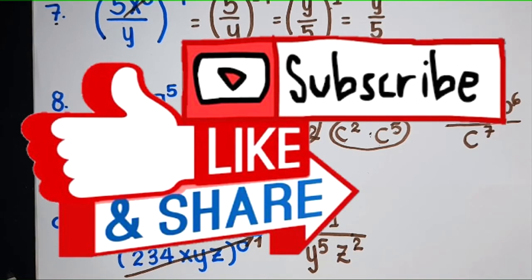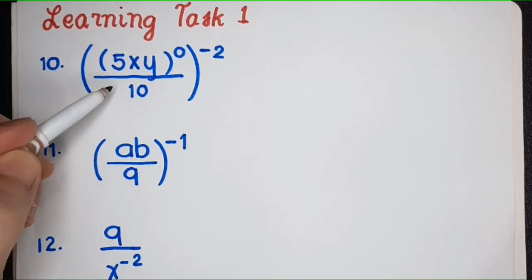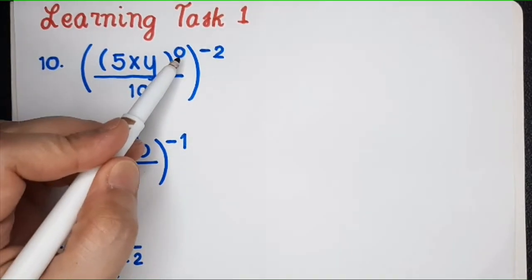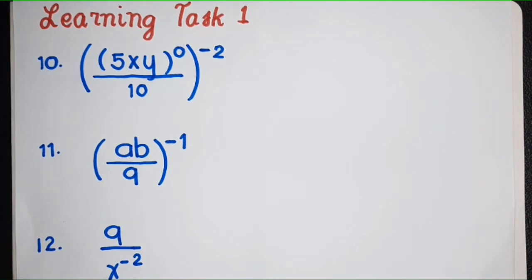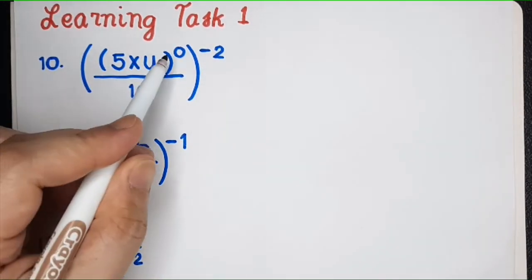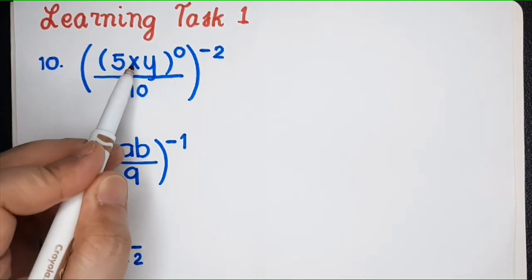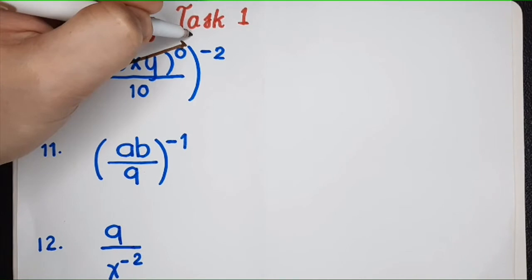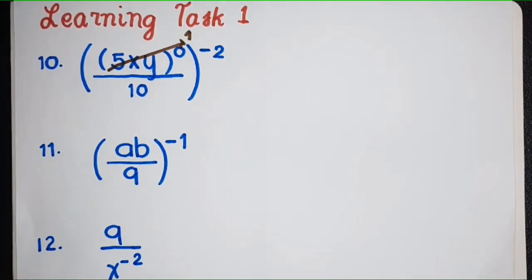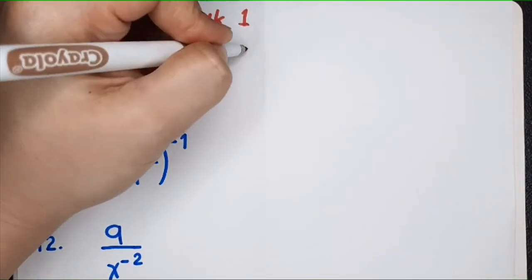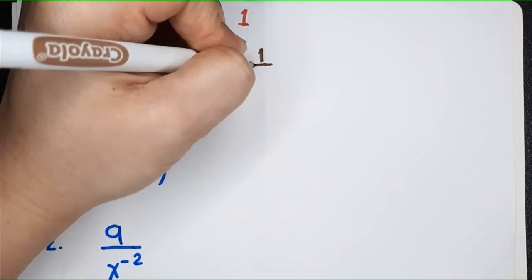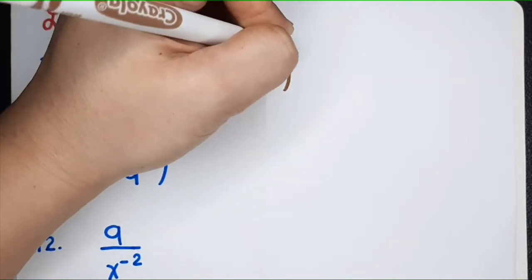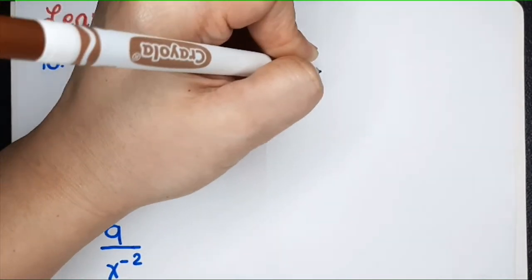Okay, let's continue. Now we have this expression. Kapag nakakakita kayo na may mga zero exponent, madali lang yan. Kagaya dito, naka-raise sa zero exponent ang 5 times x times y. So, lahat ng to, magiging 1 lang. So, it becomes 1 over 10 raised to negative 2.